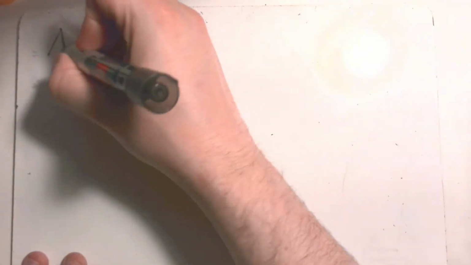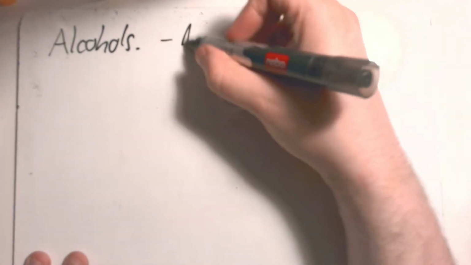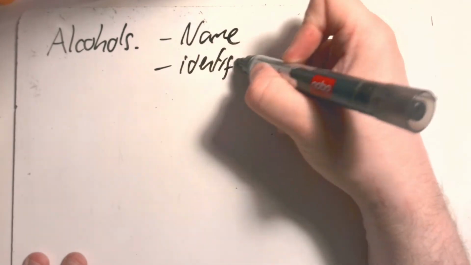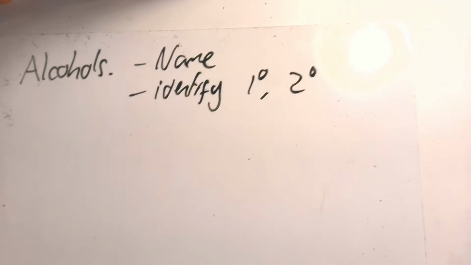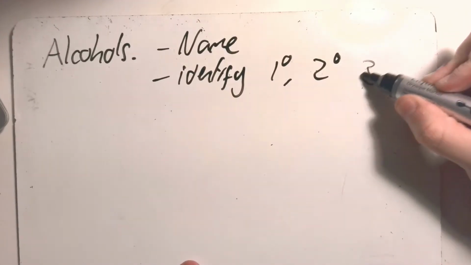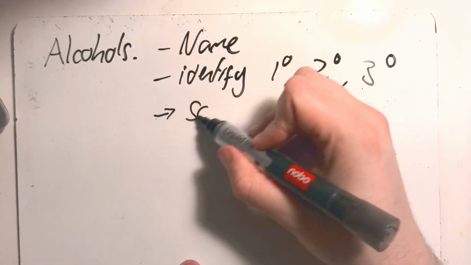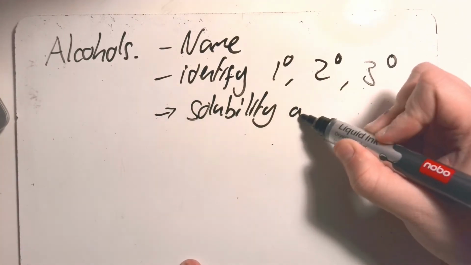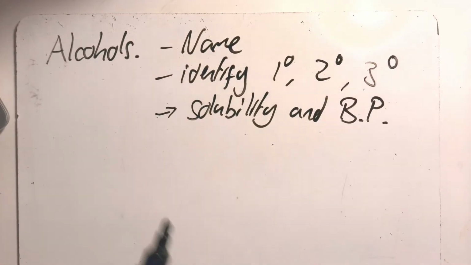Today we're going to talk about alcohols, how to name them, and identify the difference between primary, secondary, and tertiary alcohols, and we're going to talk about solubility and boiling point. So, first things first, alcohols.